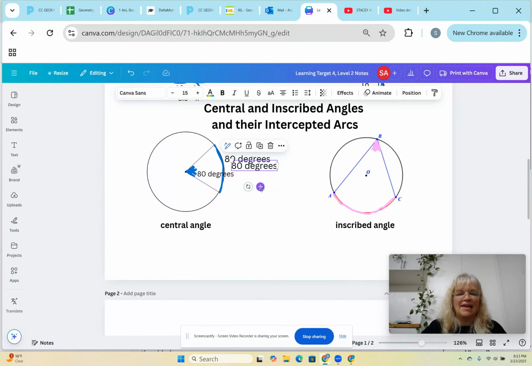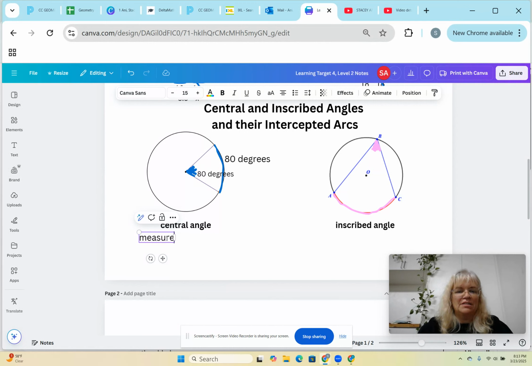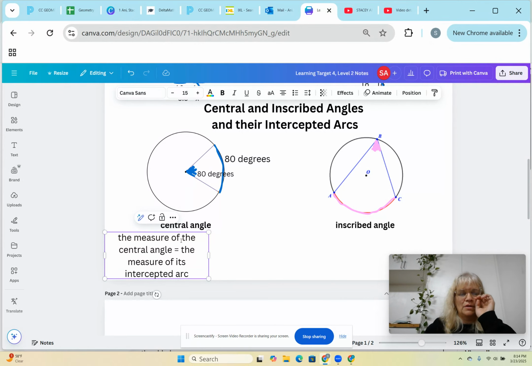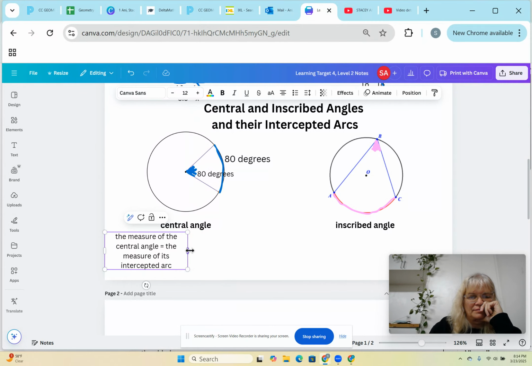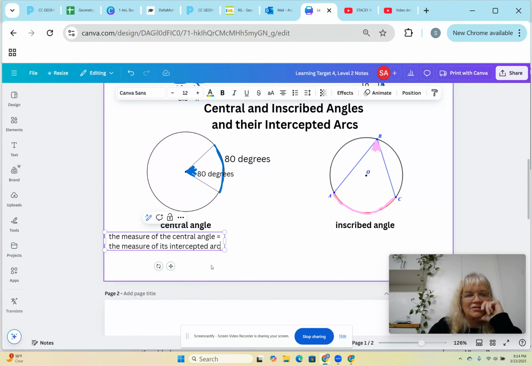So let's write something down here to help us remember that. I'll say the measure of the central angle equals the measure of its intercepted arc. I'm going to make that a lot smaller. Okay, so that seems pretty easy to remember.